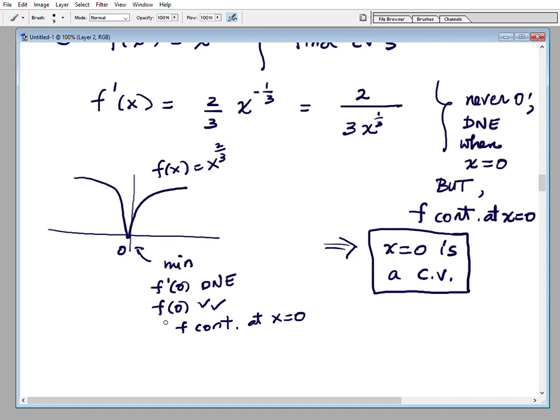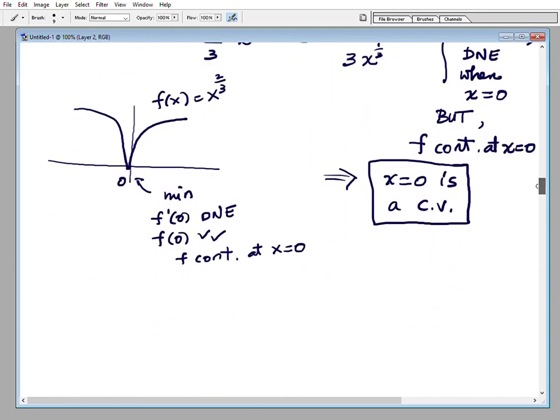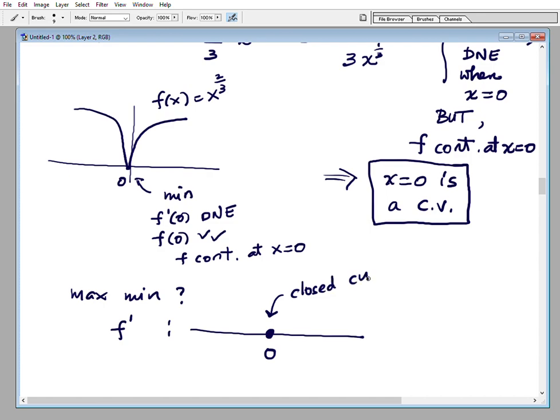That's the other type of critical value. So if we wanted to find now max min, we do plus minus analysis of f prime, and the only thing we put on the number line is 0. Now notice I have a closed circle, since there's no problem with f of 0.